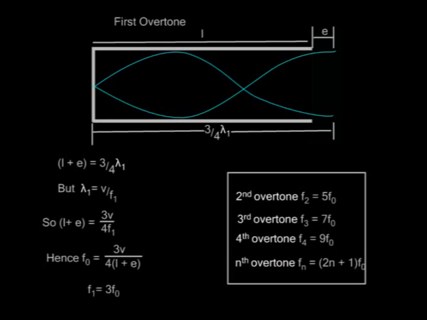A vibrating string produces more quality sound than a closed pipe because it has all the harmonics.